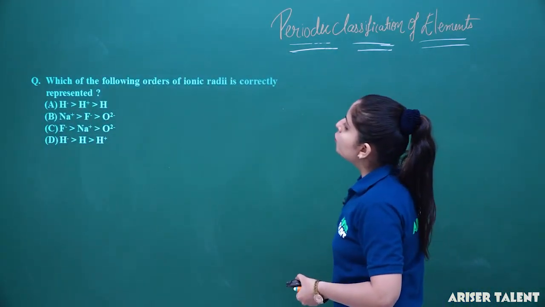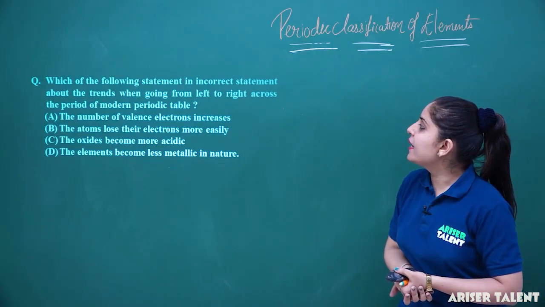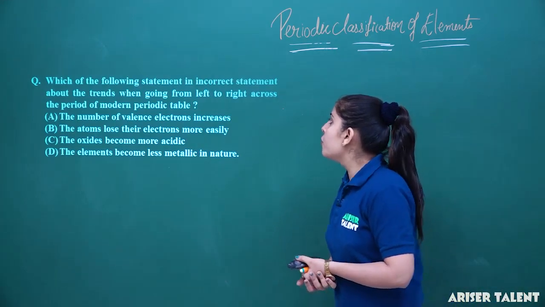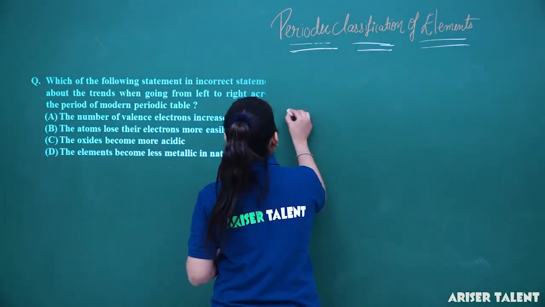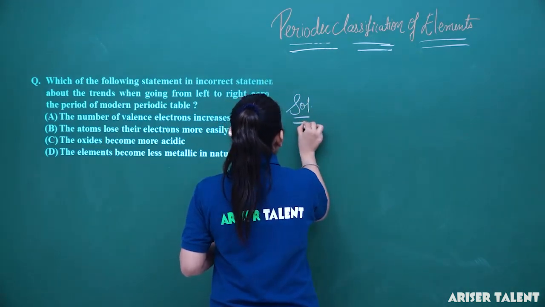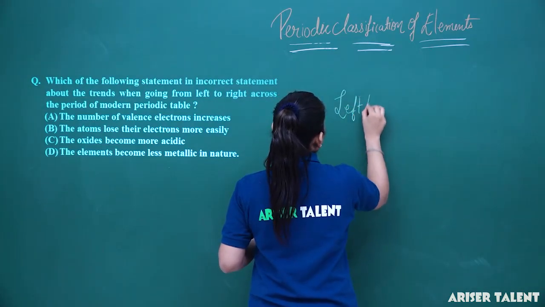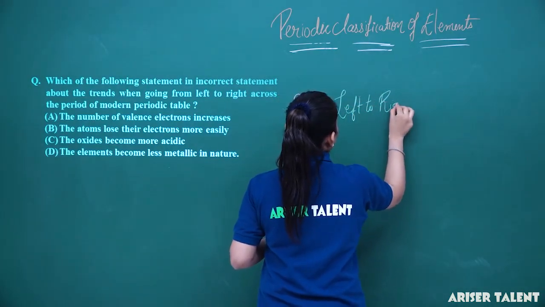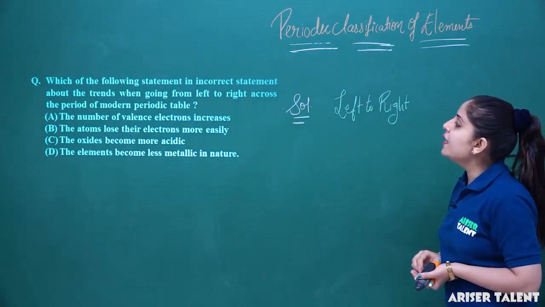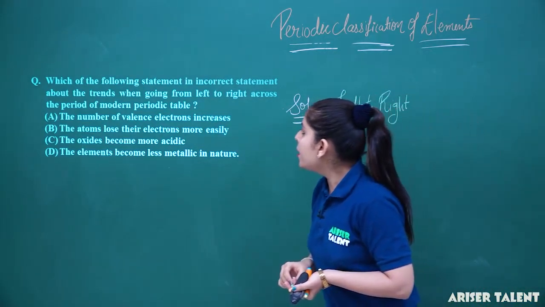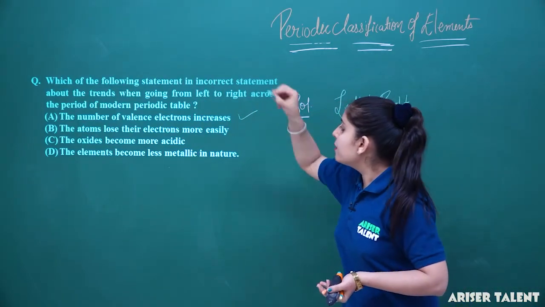Now let us move to the next question. Which of the following statements is incorrect about the trends when going from left to right in the periodic table? We are going from left to right. Now we have to identify the incorrect statement here. The number of valence electrons increases. So this is a right statement.